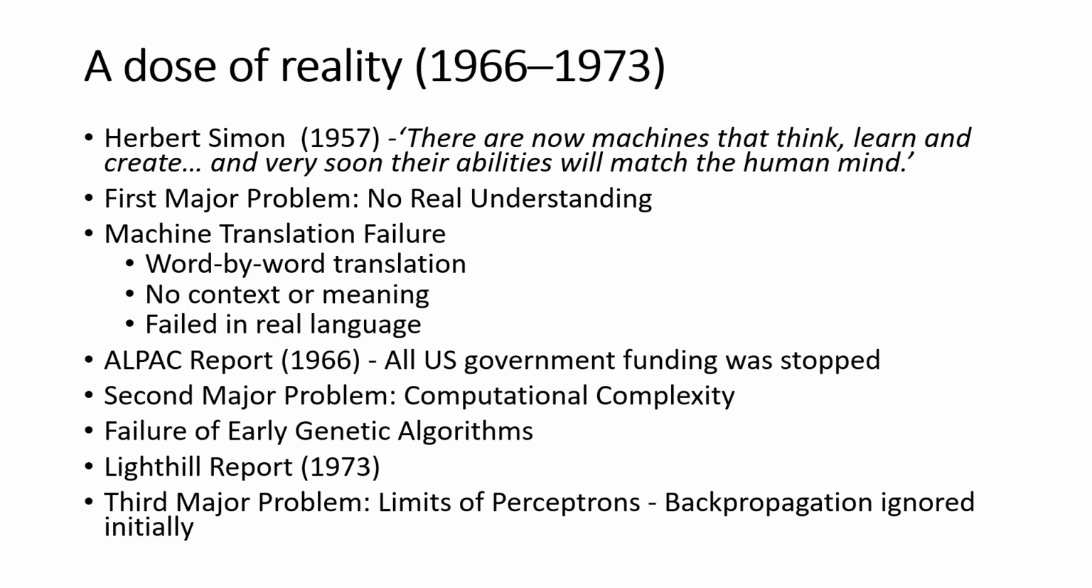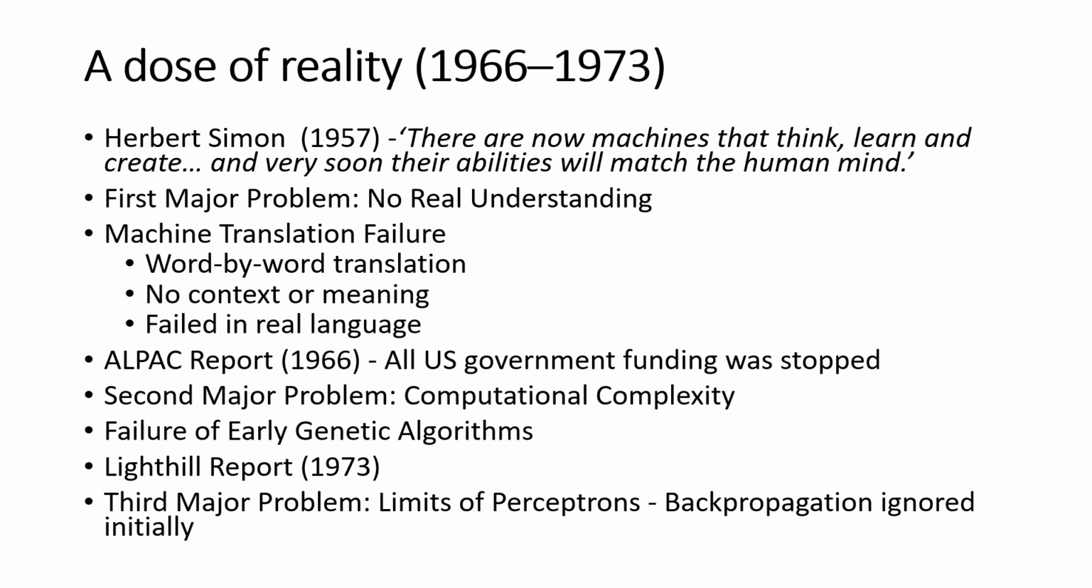Next period is 1966 to 1973. Now we are going to see a phase where AI researchers were forced to face reality. A dose of reality means AI researchers realized that intelligence is much harder than they initially thought. Early AI worked well only on simple problems. When they tried real-world problems, systems failed.